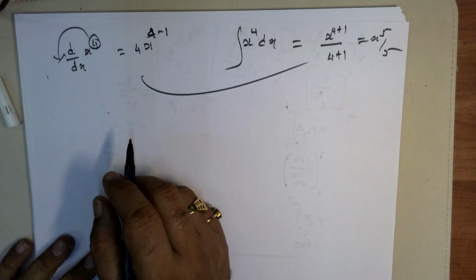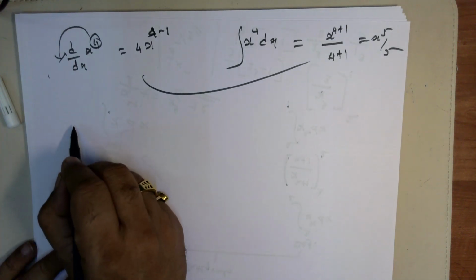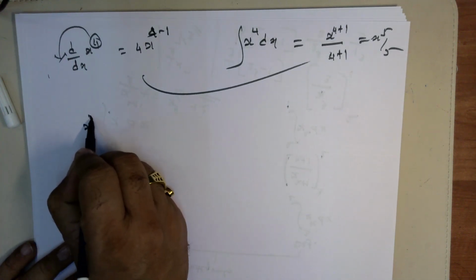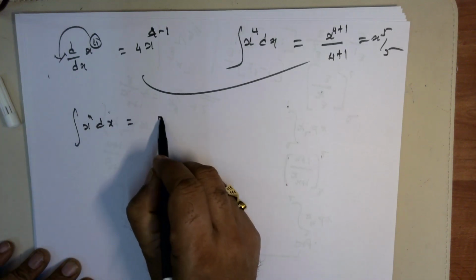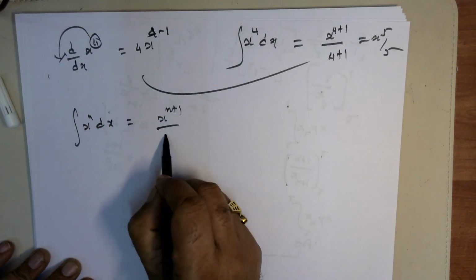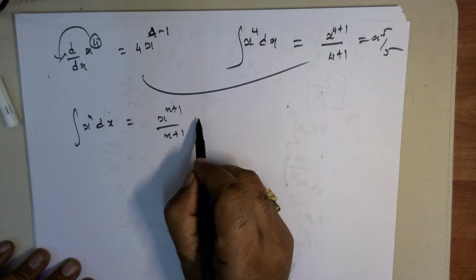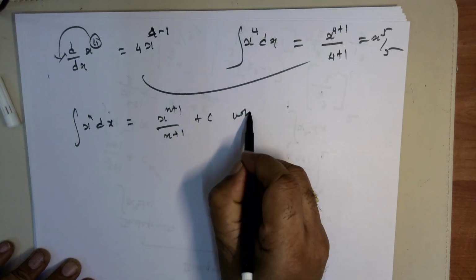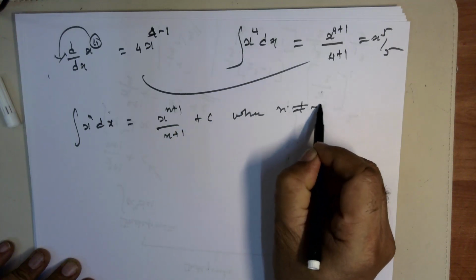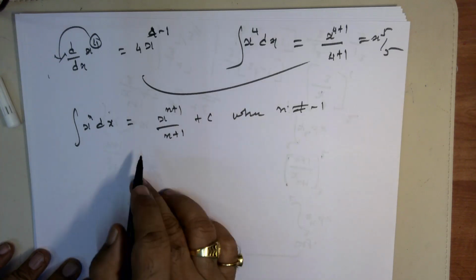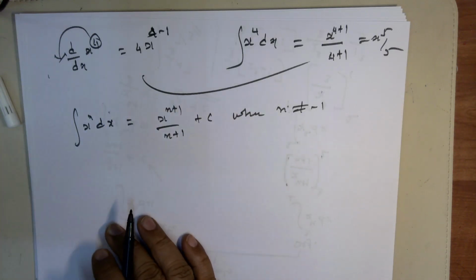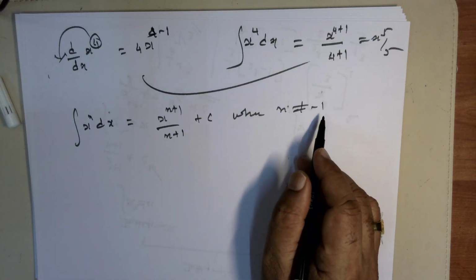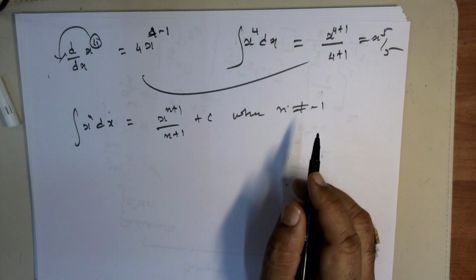Take down the formula: integral of x power n dx. On integration, it gives x power n plus 1 divided by n plus 1 plus c, where n is not equal to minus 1. That is very important. Otherwise, what happens? Minus 1 plus 1 becomes 0, so you cannot get any definite answer here. So the condition is n is not equal to minus 1.